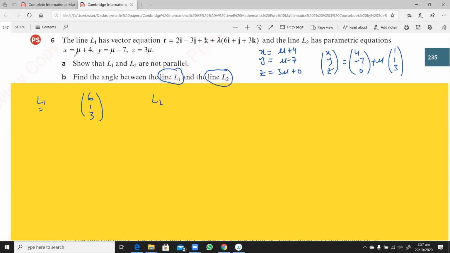We had been given the parametric equation, so we went in the backward steps to find the Cartesian equation of this vector. So now we know that the L2 has a direction vector which is 1, 1, 3. Got it?